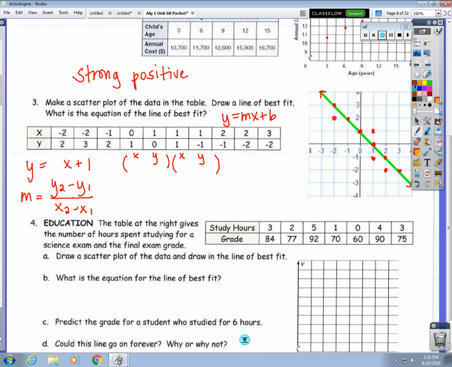Okay, so let's pick 2 points over here. Maybe this one would be a good one. What are its coordinates? Okay, -1, 2. And then maybe, how about this one? What are the coordinates of that one? 3, -2.